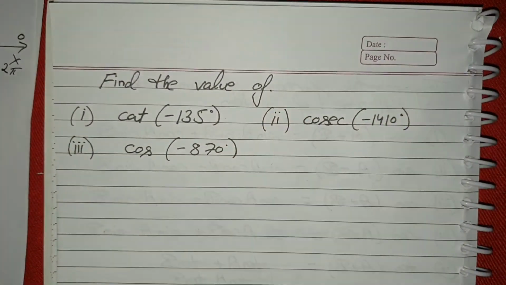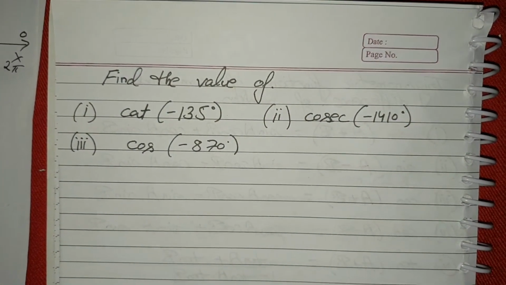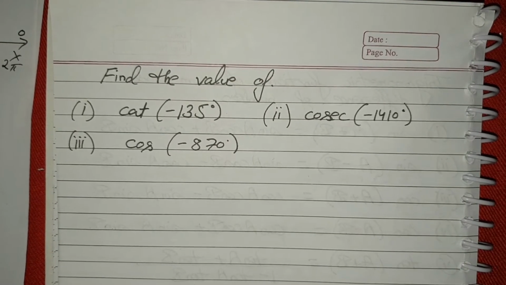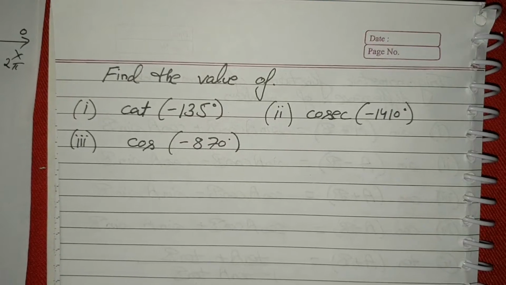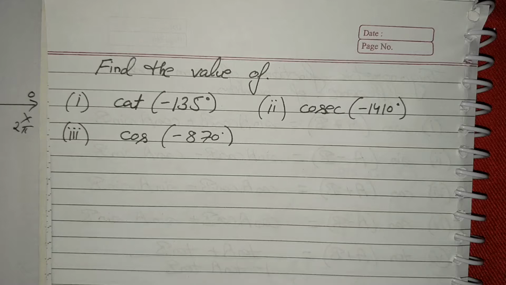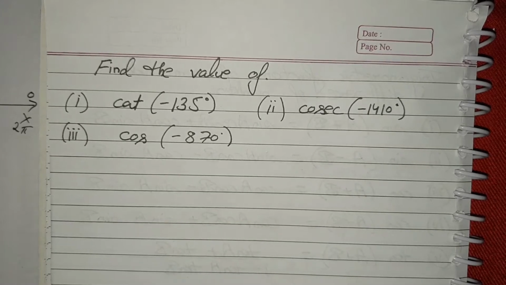Okay, so the first question is find the value of cot minus 135, cosec minus 1410, cos minus 870. Now cot minus 135.